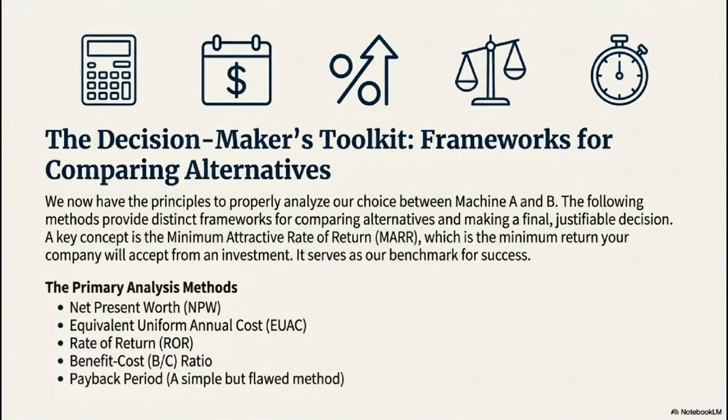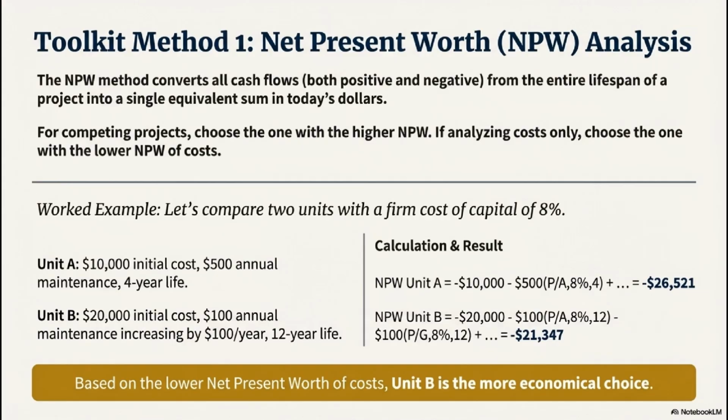Now for the decision maker's toolkit. Your benchmark is the minimum attractive rate of return, or MARR. The first major method is net present worth, or NPW, often called net present value, NPV. It converts all project cash flows into a single sum in today's dollars. For competing projects, you choose the one with the higher NPW. If comparing costs only, you choose the option with the lower NPW of costs. It provides a clear, absolute dollar answer.